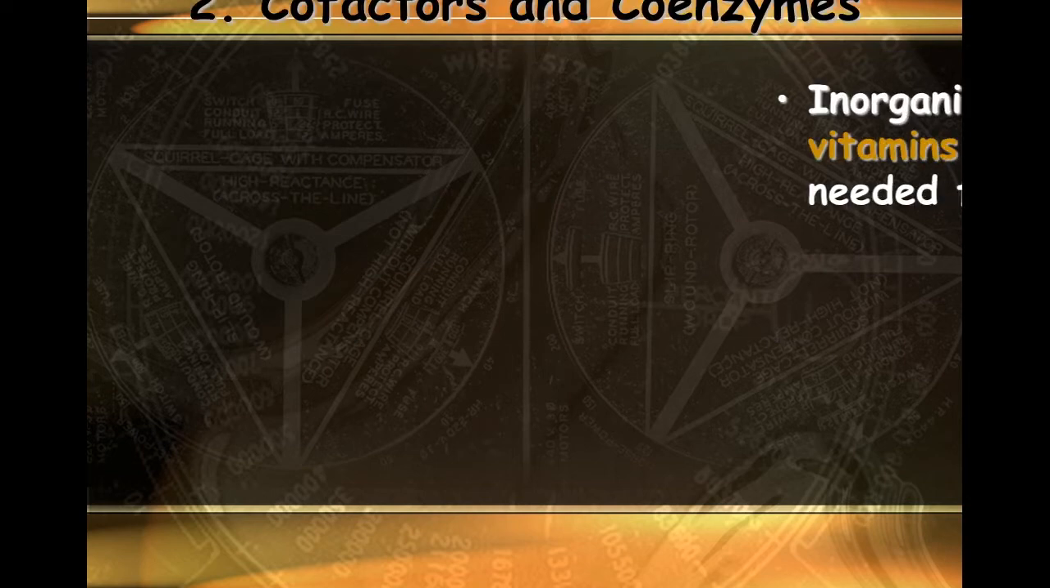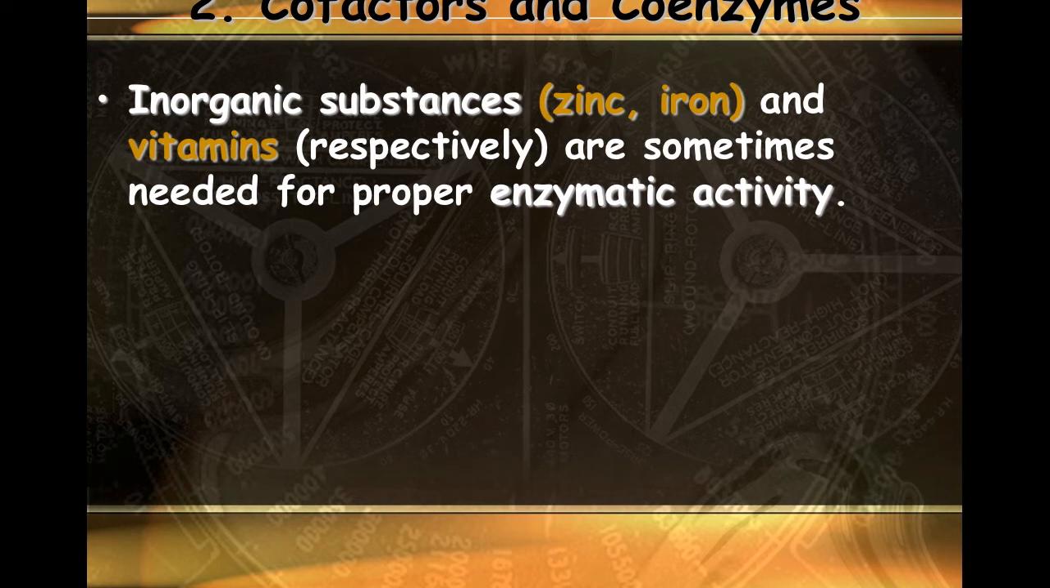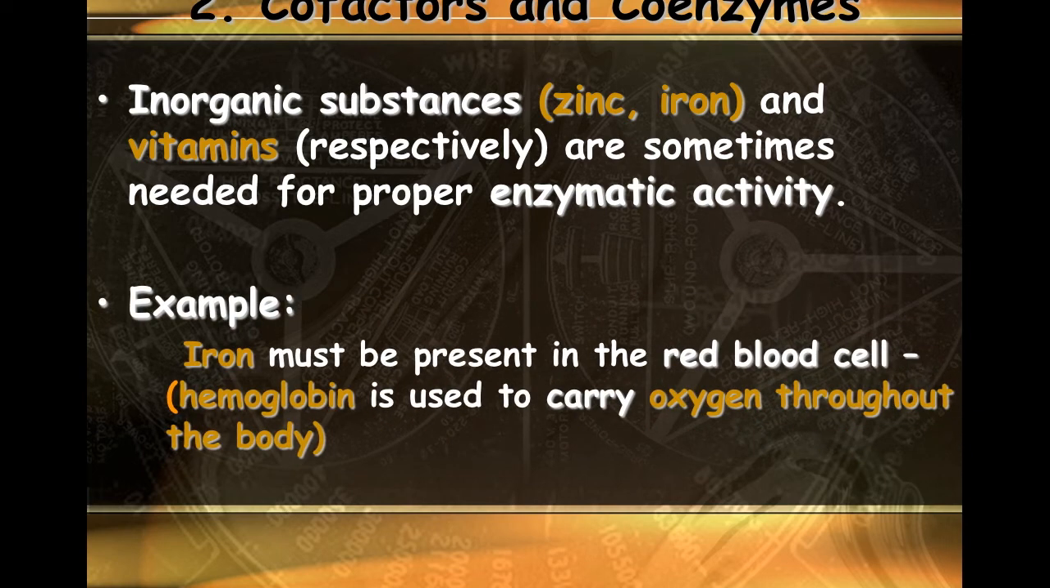Cofactors and coenzymes. Inorganic substances such as zinc and iron and your vitamins are sometimes needed for proper enzymatic activity. So if you do not have enough zinc and iron or other vitamins in your body, sometimes your enzymes won't function properly. So an example, iron must be present in the red blood cell. Hemoglobin is used to carry oxygen throughout the body. So if you don't have that hemoglobin, you become anemic.